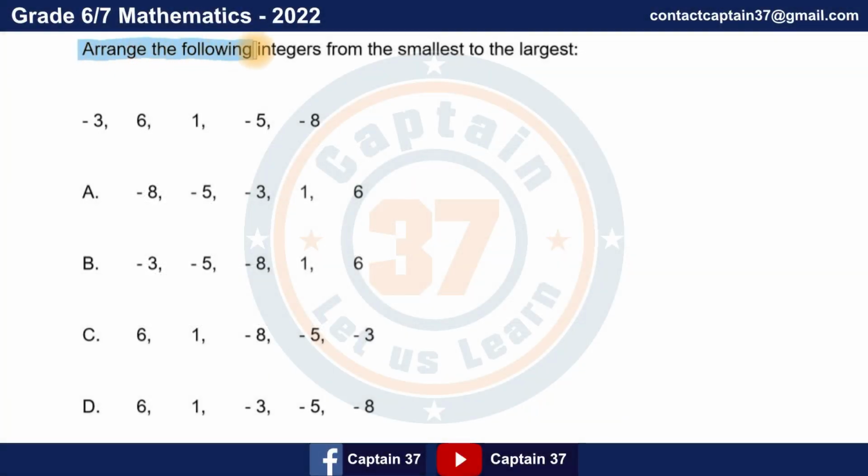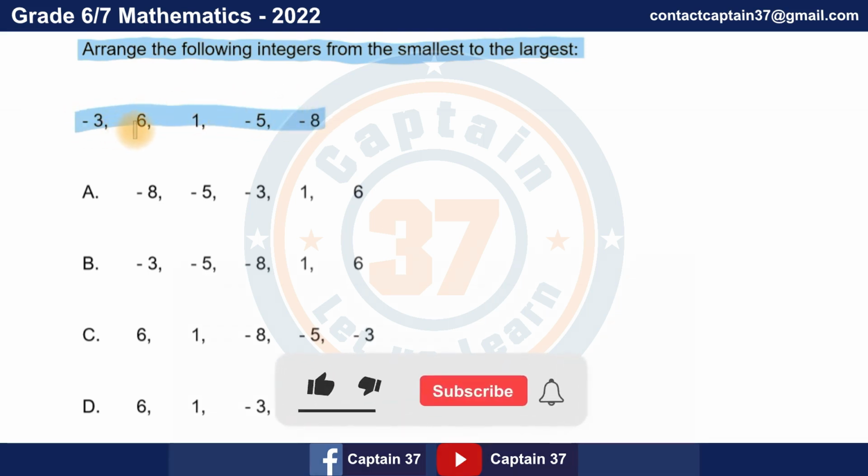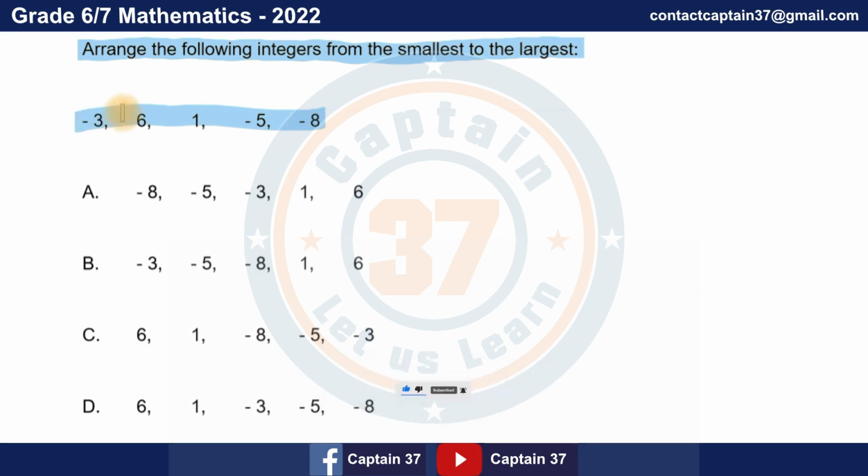Arrange the following integers from the smallest to the largest. And we're given this set of integers right over here. There's -3, 6, 1, -5, and -8.